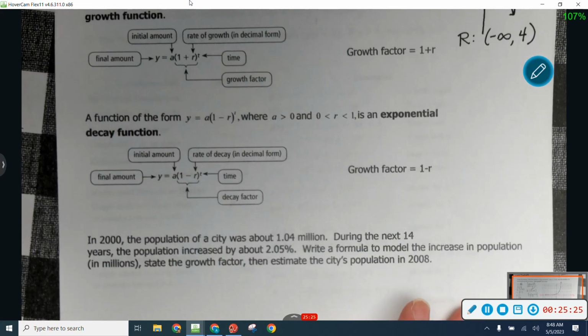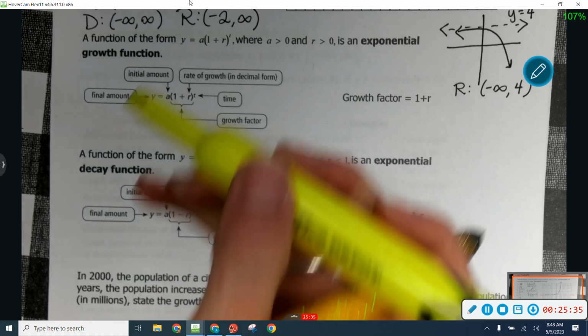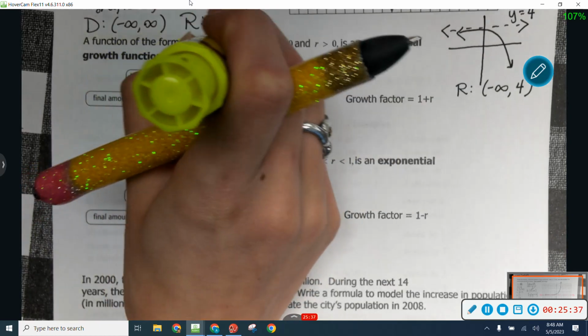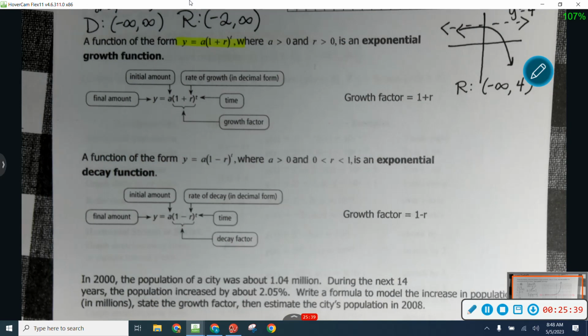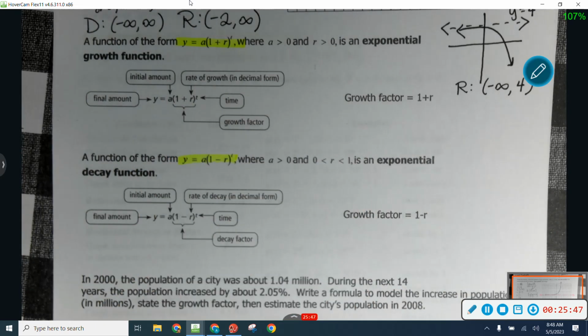Okay, so for our word problems, you have a formula you're going to have to memorize. The only difference between growth and decay is a plus or a minus. So y equals a times (1 plus r) to the t power is your formula. If it's a growth, then you're going to have a plus. If it's a decay, then you're going to have a minus. To me, that's very easy to distinguish.